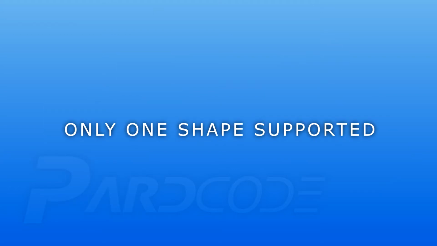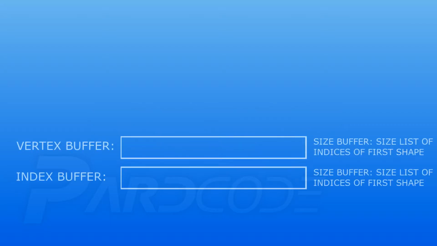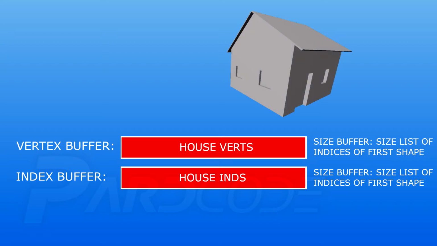Very well. So far we have supported OBJ files with no more than one shape. But now let's see how to extend the support to an unlimited number of shapes. Let's take our vertex and index buffer. At the moment, we store the vertices and indices of a single shape or mesh.